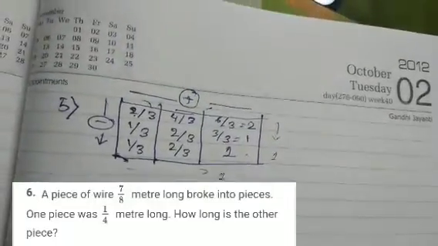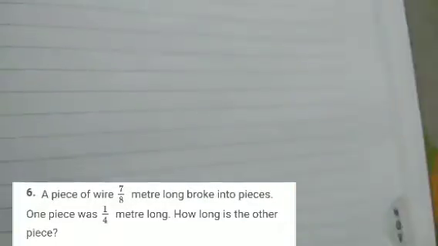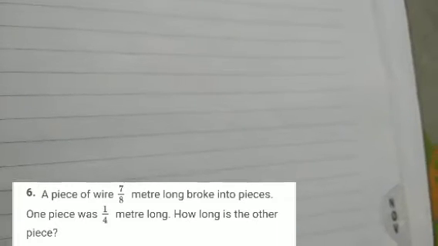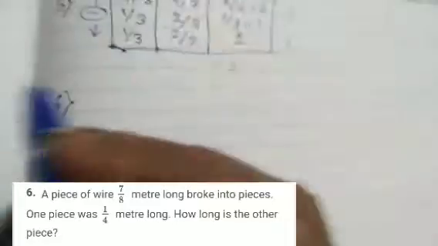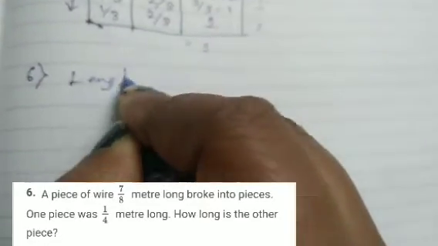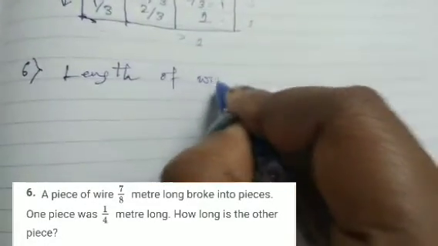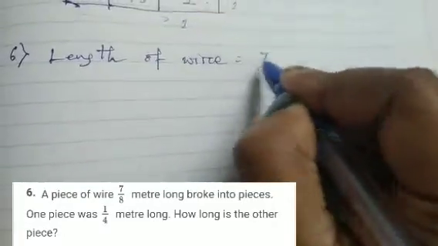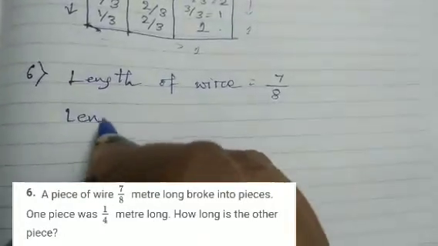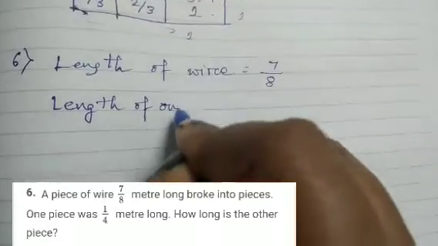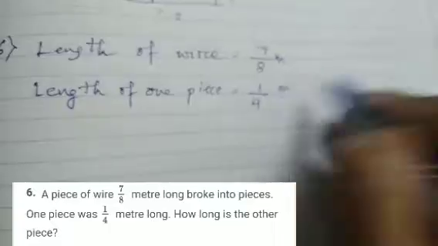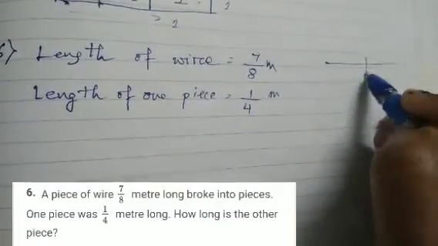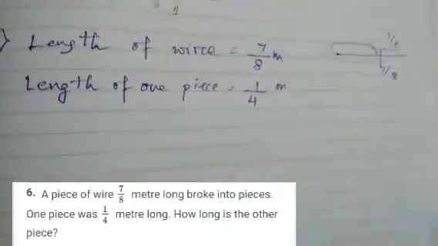Question number 6. A piece of wire 7/8 meter long broke into pieces. One piece was 1/4 meter long. How long is the other piece? So length of wire was how much? Length of wire was equal to 7 by 8. Length of one piece was how much? It's given as 1/4 meters. So we have a total length of 7 by 8. It got broken. One piece is 1/4. So what is the length of the other? How will I get it?